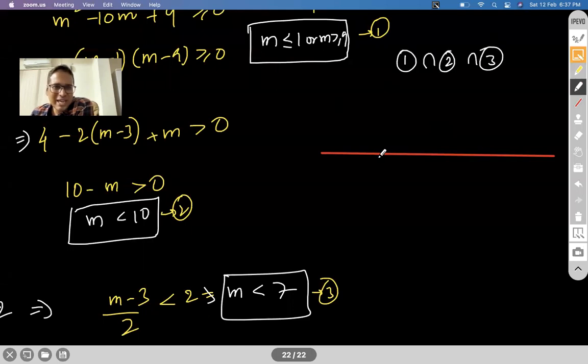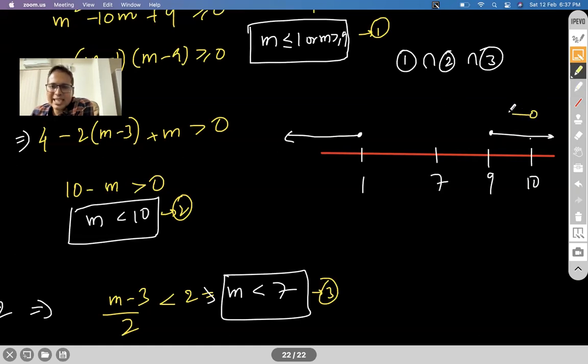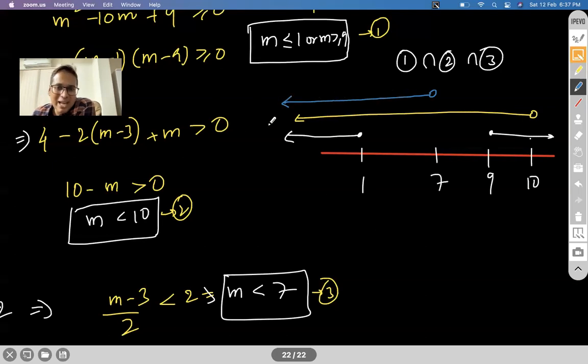Okay, so I'll use my number line method to do it because I find that method easier to use. The first condition says I want m to be less than 1 or greater than 9. The second condition says I want m to be less than 10. The third condition says I want m to be lesser than 7. Correct? Now, which part of the graph do you see all the three lines overlapping?